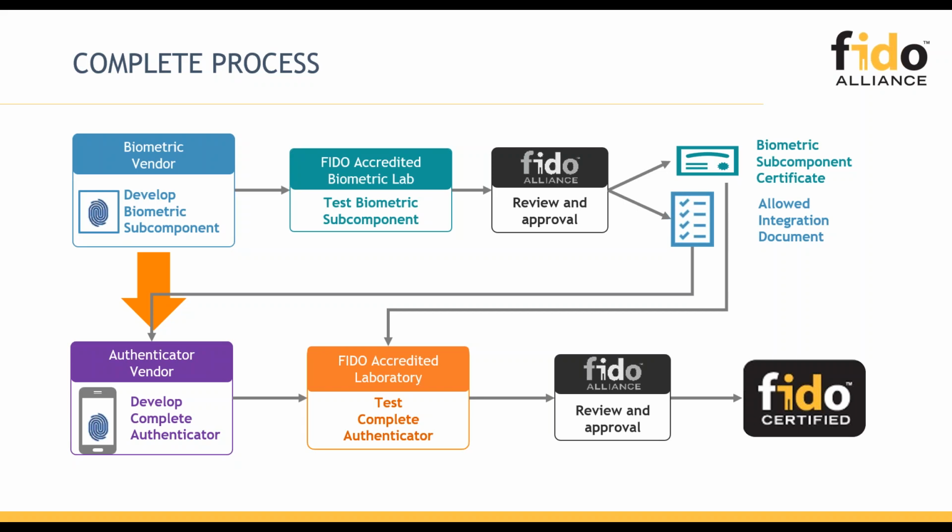So as you can see here, the arrow comes down to where the authenticator vendor chooses to implement a FIDO certified biometric, and goes, depending on the level that they've selected, to an accredited lab. The lab completes all of its testing, makes a decision, and submits a final report to FIDO. FIDO signs off on it, and we end up with what we call our FIDO certified product. So this is the final stage.